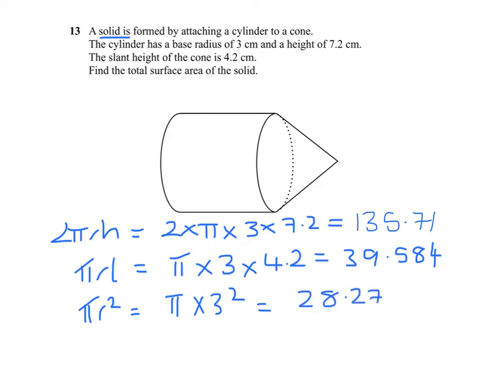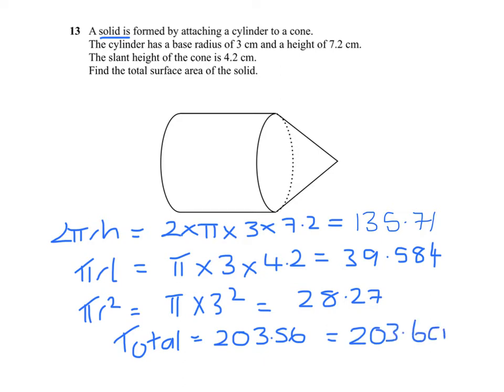28.27. So the total is 203.56. So that's 203.6 centimeters squared for area.